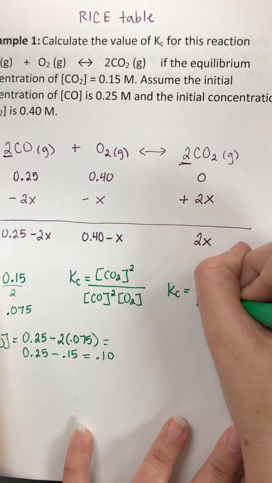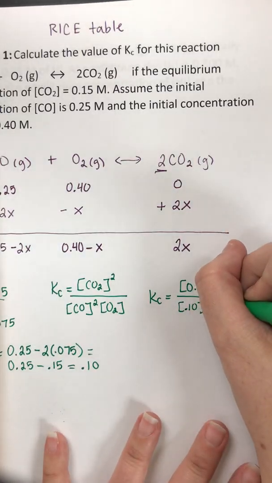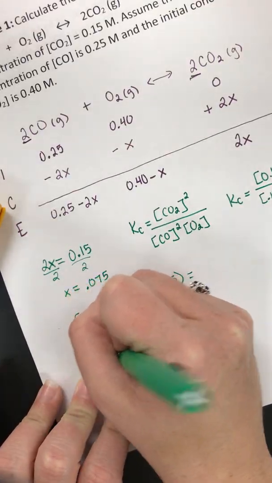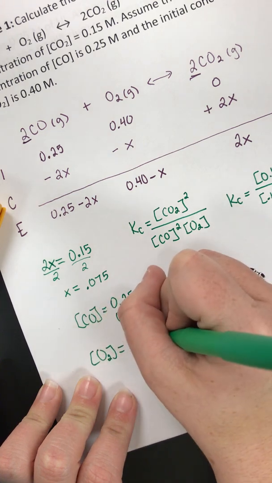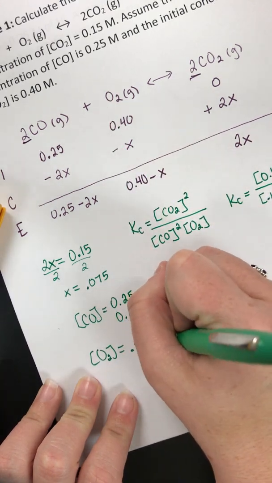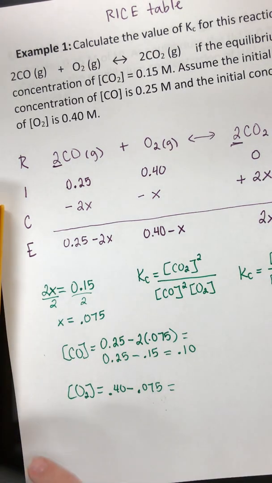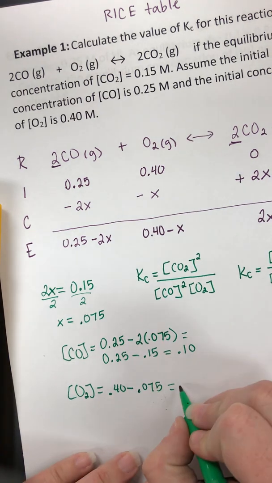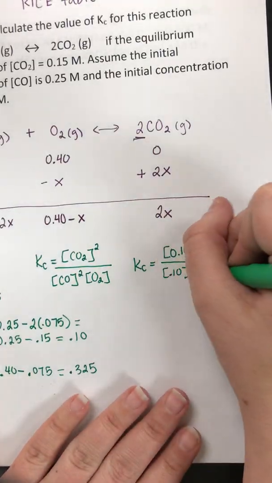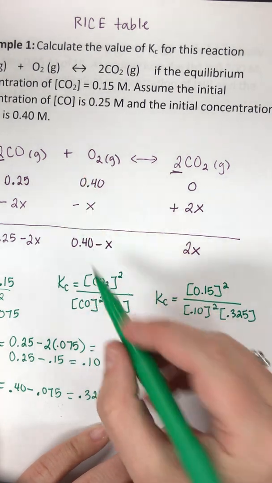So 0.10, and we're going to square it because that's what our expression said to do because of the 2 in front. All right, so then over here, we're going to figure out the concentration of the O2. It starts out at 0.40 minus, and it's just 1x. It's not 2x this time because there was no 2 in front. So minus 0.075 because that's what x equaled. Okay, so 0.40 minus 0.075 equals 0.325. So that is our concentration of O2 at equilibrium. So I'm going to plug that in over here. This one doesn't get squared because there was no 2 in front. It's just going to be normal.